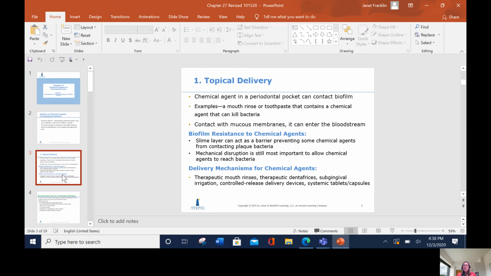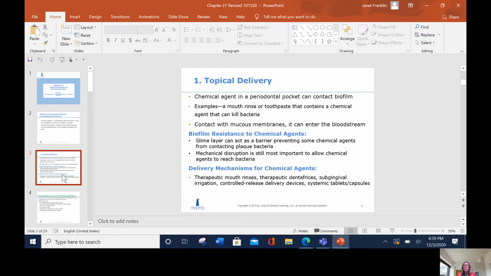Biofilm resistant chemical agents. Remember that the bacteria involved in plaque biofilm, gram-negative, have a slime layer around them that acts as a barrier, preventing some chemical agents. So this is where a topical agent would not be as effective because of the slime layer. Mechanical disruption is still the most important to allow chemical agents to reach the bacteria.